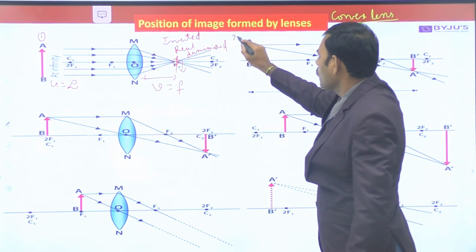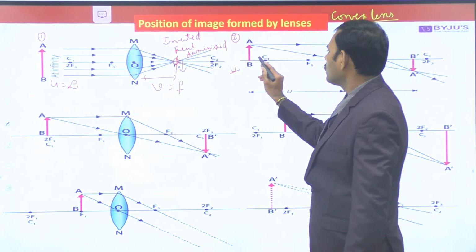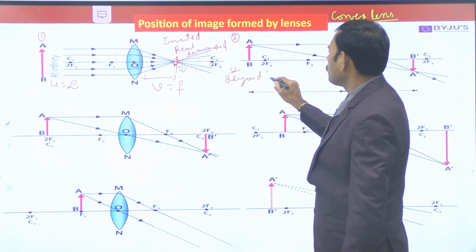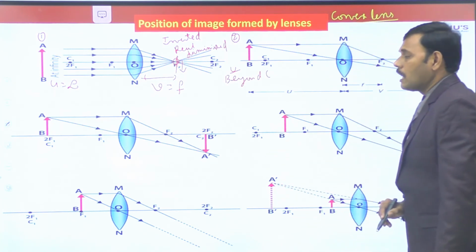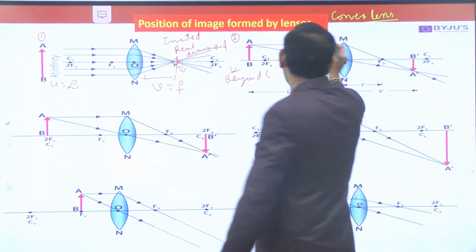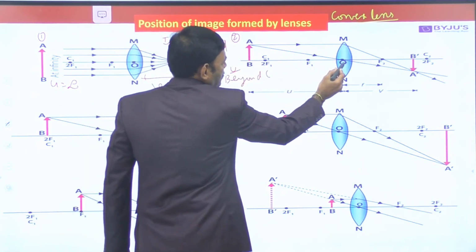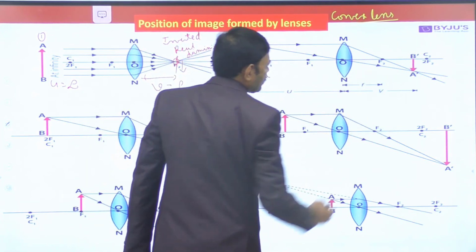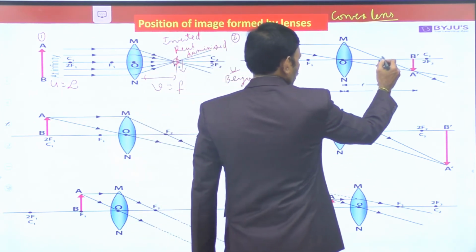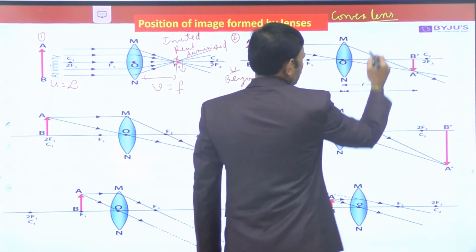Coming to the second case. Then the object is beyond C, just beyond C, between the center of curvature and infinity. Then a paraxial light ray, after refraction, passes through the focus. A light ray passing through the optic center moves without any deviation. They move forward, and the image is formed between the focus and the center of curvature. What are the qualities of the image?